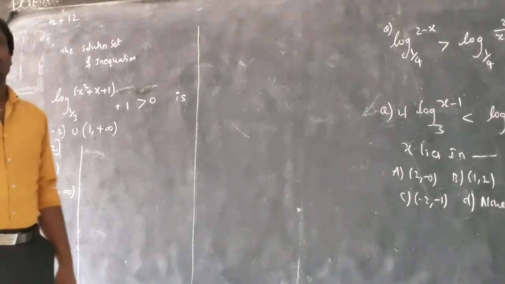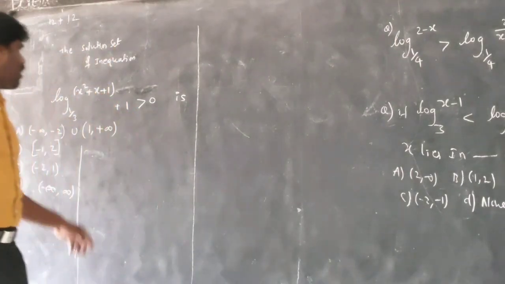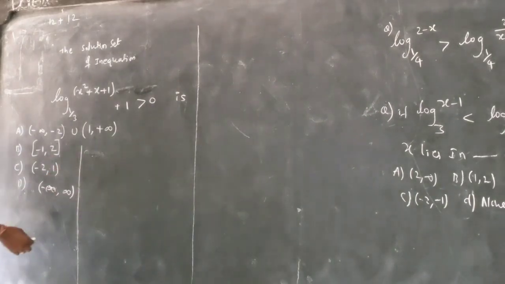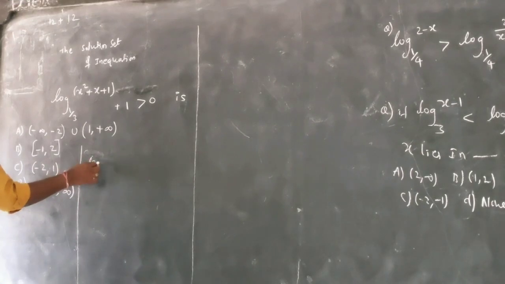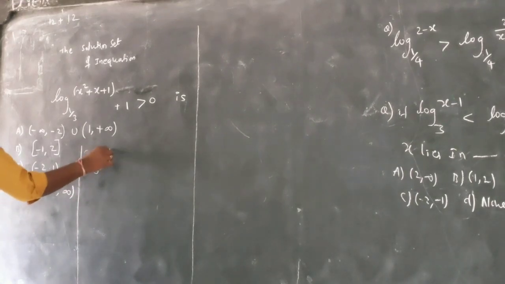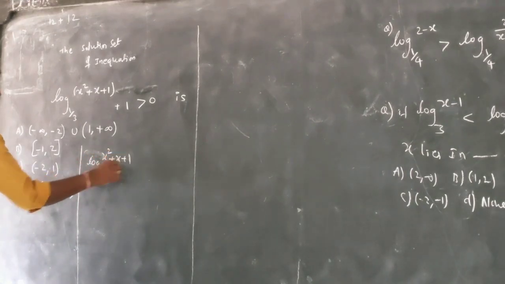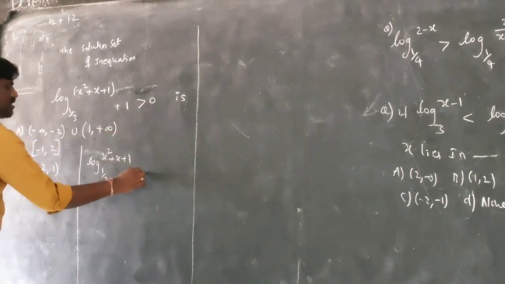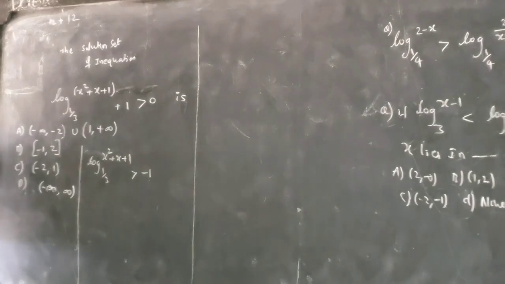Students, we are going to solve these questions. Now, how to solve this question? The solution of the inequation log of x square plus x plus 1 with base 1 by 3, plus 1 greater than 0, is how much? So what to do? The first step: log of x square plus x plus 1 with base 1 by 3 is greater than minus 1, moving the plus 1 to the other side.